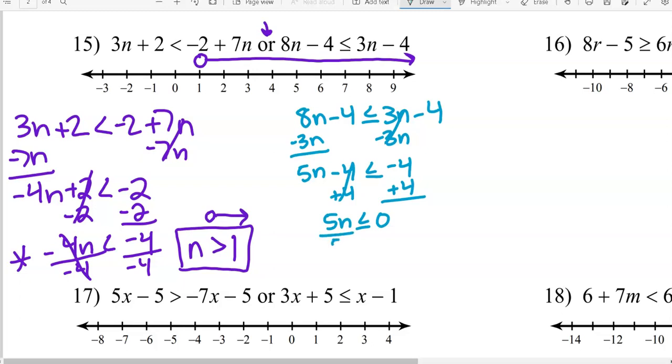Divide it. Is my sign going to flip like the other one? No, we did not divide by a negative, so it stays. This is going to be a closed dot, right? And we're going to go to the left. Good, because if I went to the right, I would overlap. So I better go to the left. Good.